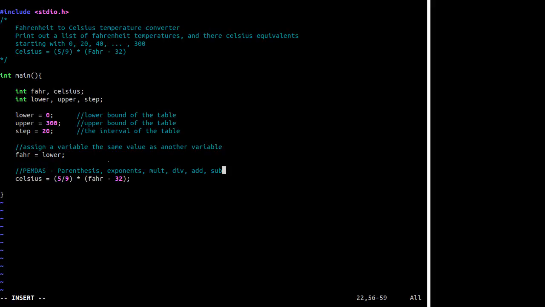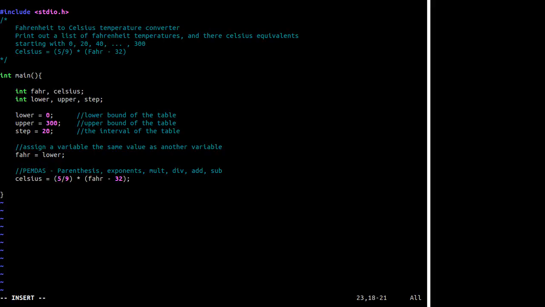In this order, right? So it's going to do these things first, and there's no exponents in this one. So then it's going to do multiplication, so it's going to multiply these two things together. And it would do this last, except I put it in parentheses, so they're already done, right? The minus and plus work as you might expect. Far minus 32 is going to be, in this case, 0 minus 32, which is negative 32.